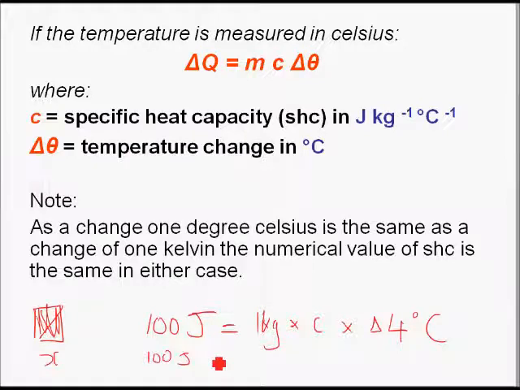Well, that is the same as saying that 100 joules equals 1 kilogram times 4 degrees Celsius times C. Okay, so 100 divided by 4 is going to give us the value of C. So here, C is equal to 25 joules per kilogram per degree Celsius. What this means is for material X, in order to increase 1 kilogram of material X by 1 degree Celsius, you are required to supply 25 joules of heat energy.